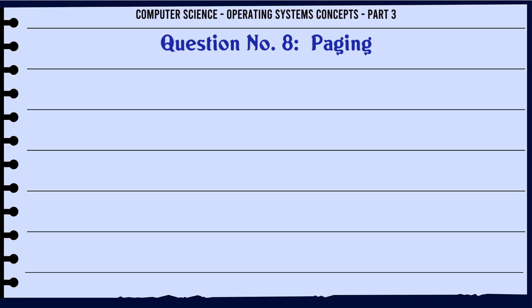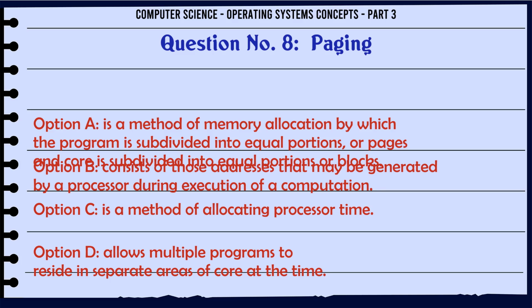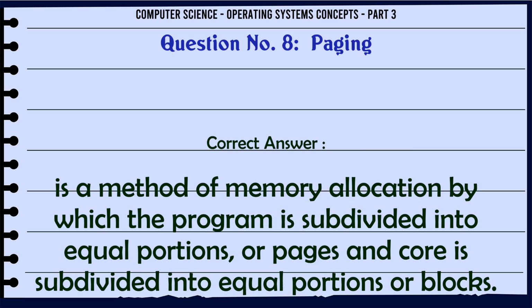Paging. A. Is a method of memory allocation by which the program is subdivided into equal portions or pages and core is subdivided into equal portions or blocks. B. Consists of those addresses that may be generated by a processor during execution of a computation. C. Is a method of allocating processor time. D. Allows multiple programs to reside in separate areas of core at the same time. The correct answer is a method of memory allocation by which the program is subdivided into equal portions or pages and core is subdivided into equal portions or blocks.